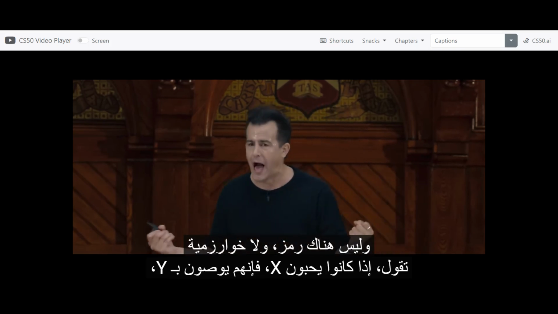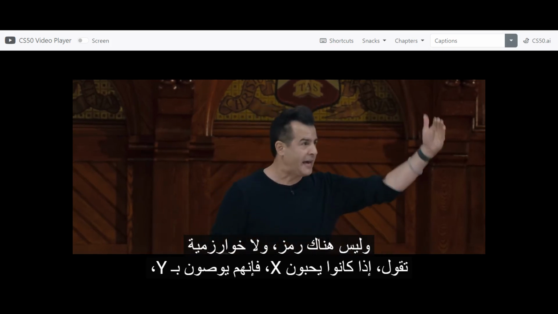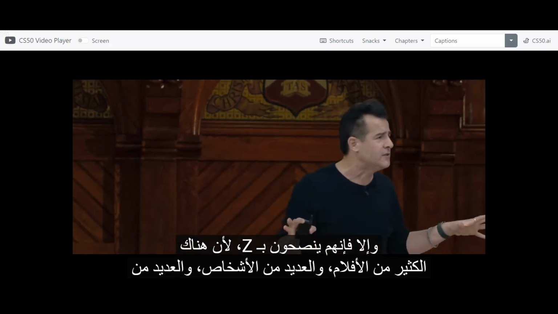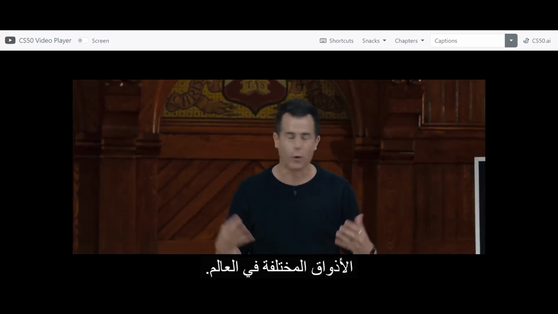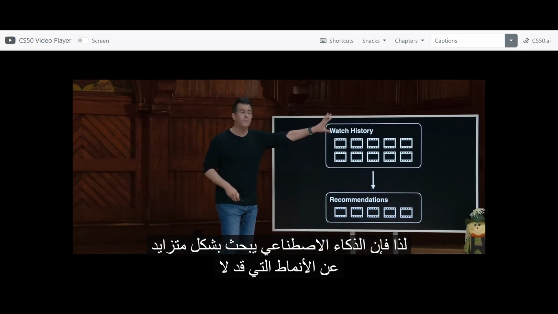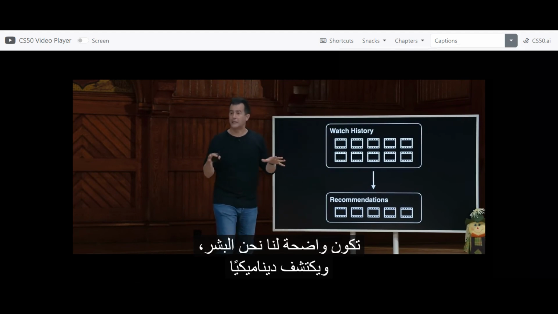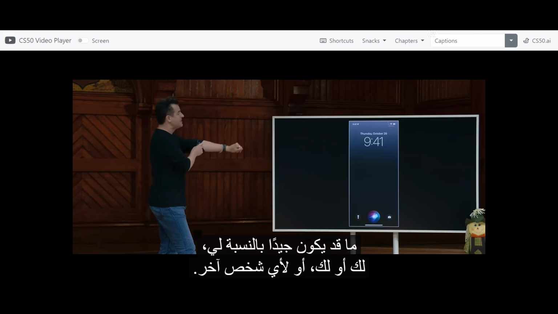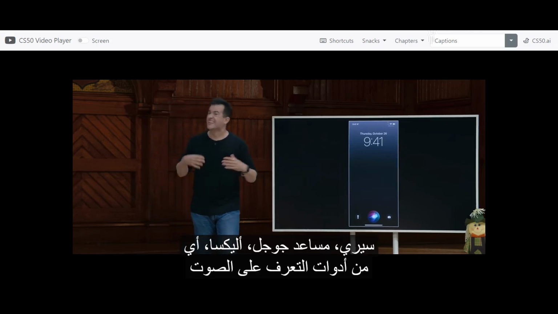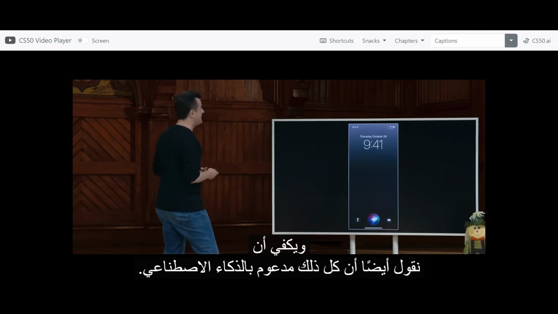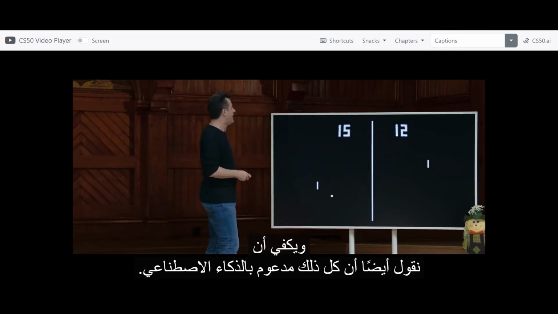And there's no code, no algorithm that says if they like X, then recommend Y, else recommend Z, because there's just too many movies, too many people, too many different tastes in the world. So AI is increasingly sort of looking for patterns that might not even be obvious to us humans and dynamically figuring out what might be good for me, for you, or anyone else. Siri, Google Assistant, Alexa, any of these voice recognition tools that are answering questions, that too, suffice it to say, is all powered by AI.